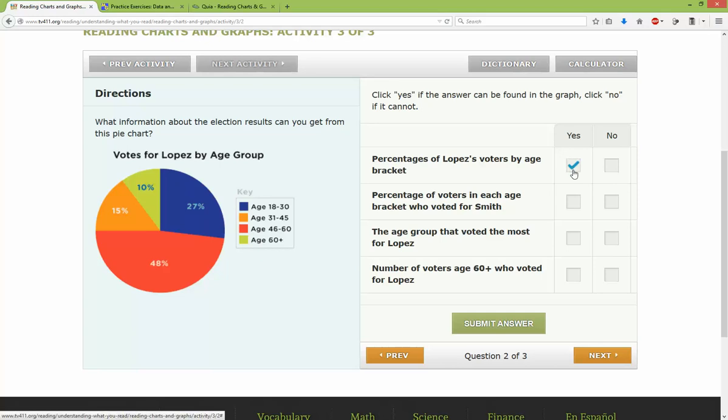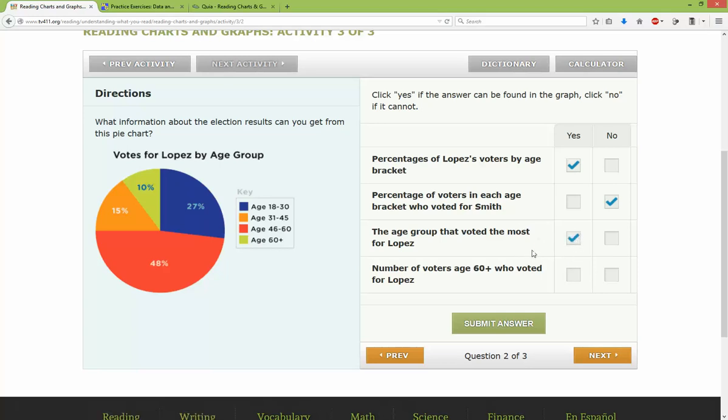No. You are not on here. Okay, the age group that voted the most for Lopez. Yeah, well, this question is a little bit ambiguous, but I'm going to say yes. And I'll explain why I'm saying ambiguous here.